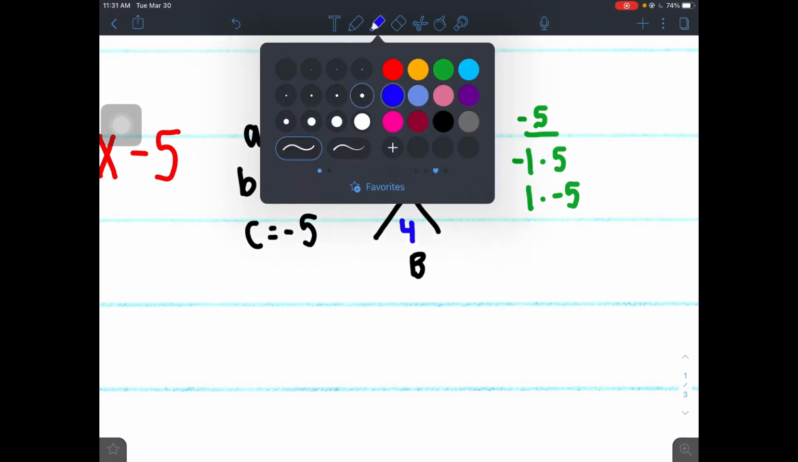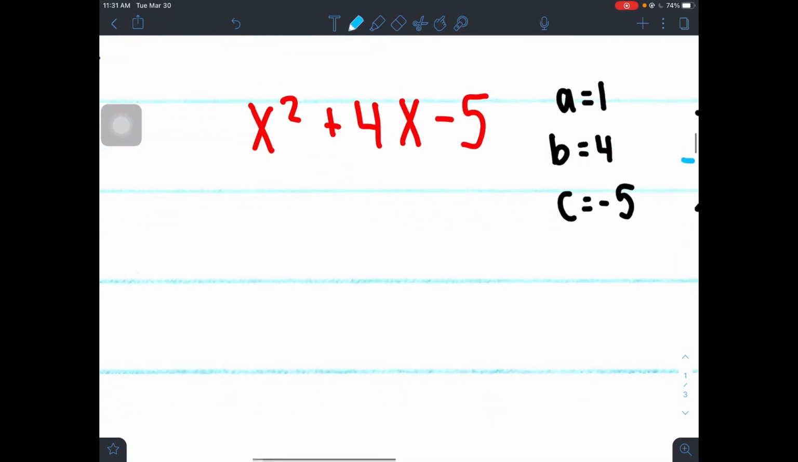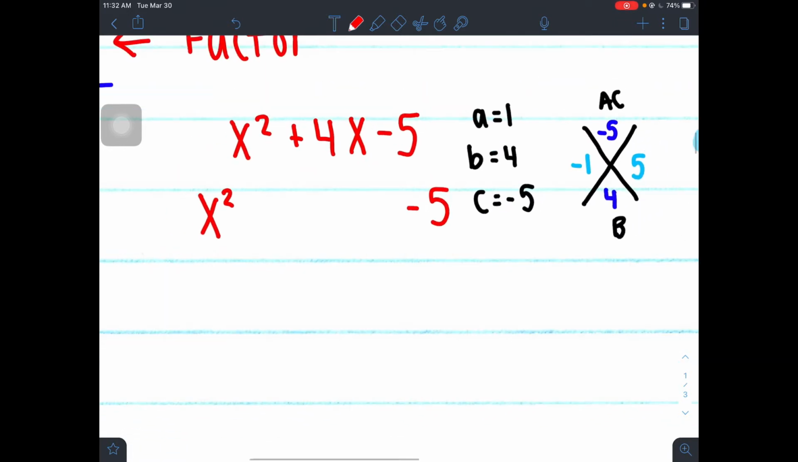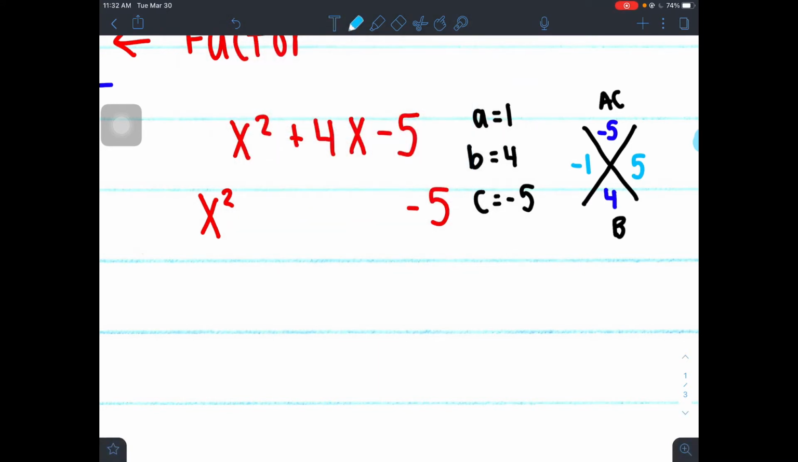I'm going to highlight it in blue. That's going to be our special numbers: negative 1 and positive 5. Now remember, the order doesn't matter. If you want to do positive 5 and negative 1, that also works, but make sure it adds up to positive 4. Remember, with the AC method, your first term stays exactly the same, and the negative 5 stays exactly the same. What you're doing here is uncombining the like terms. You're making the 3-term expression become a 4-term expression.